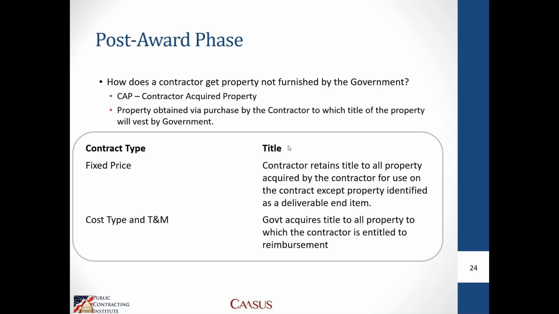On fixed price contracts, the contractor will retain title to all property acquired on the contract that's used unless it's specifically identified as a deliverable end item to the government. And so what that means is, in your statement of work, in your contract, there will be CLINs, and it will specifically identify any property that's purchased on that contract to which the government intends to take possession.